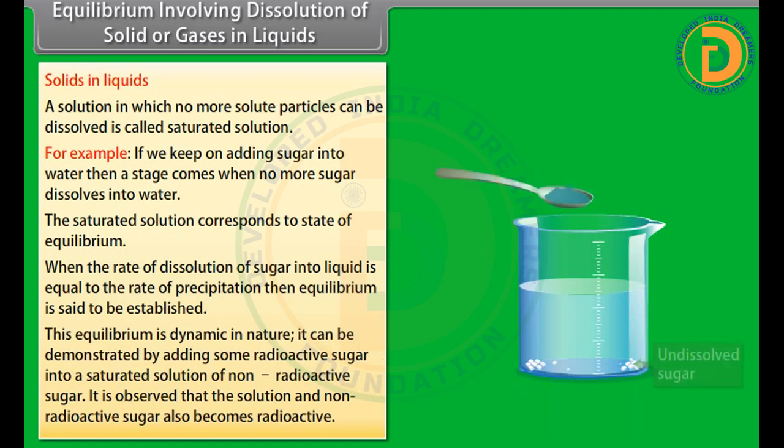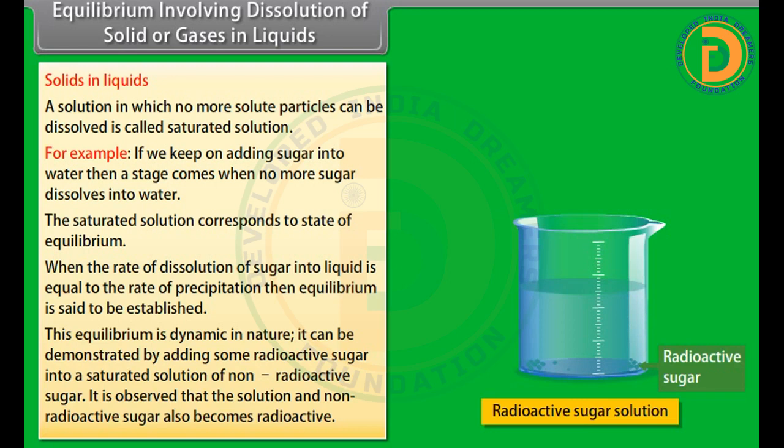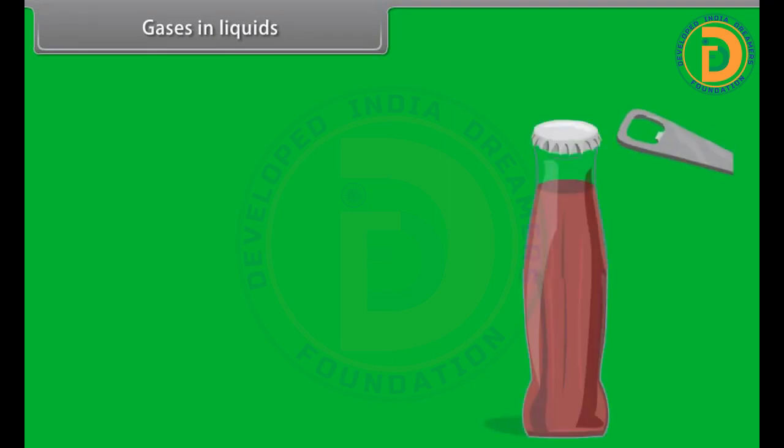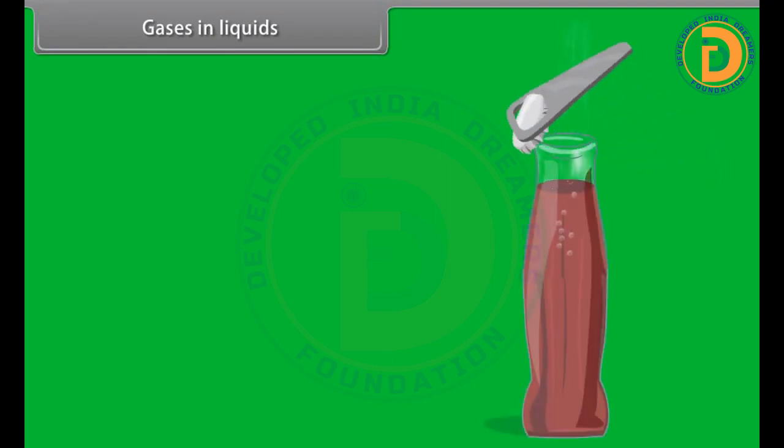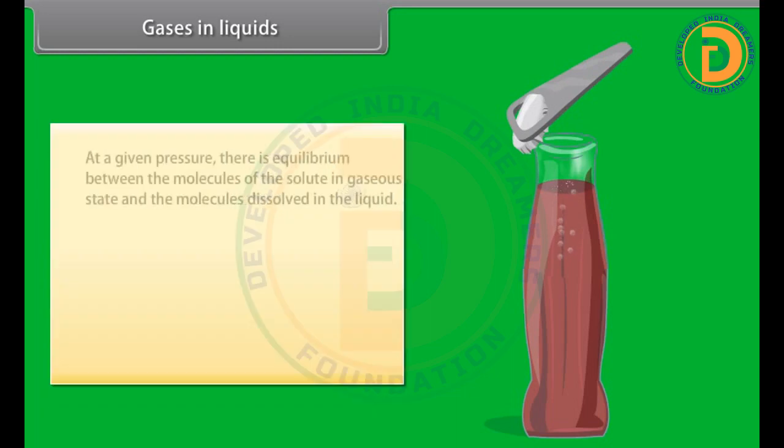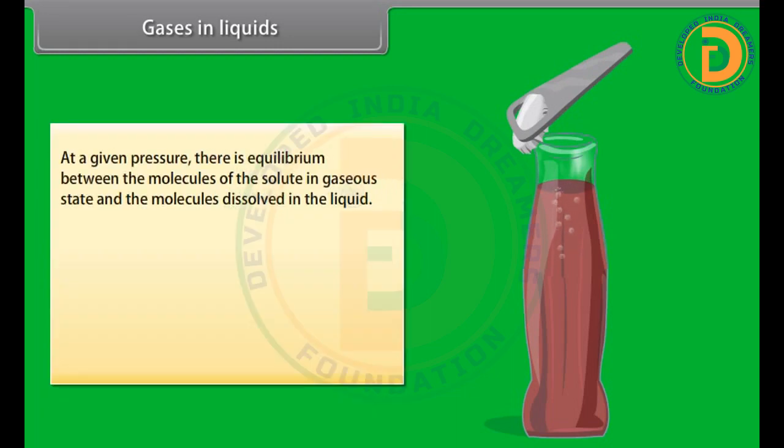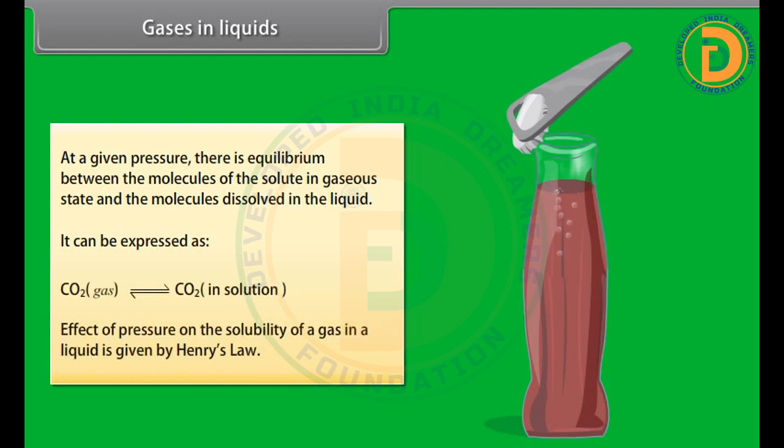It can be demonstrated by adding some radioactive sugar into a saturated solution of non-radioactive sugar. It is observed that the solution and non-radioactive sugar also become radioactive. Gases in liquids. When a cold drink is opened, the carbon dioxide dissolved in it fizzes out rapidly. This represents an equilibrium situation. At a given pressure, there is equilibrium between the molecules of the solute in gaseous state and the molecules dissolved in the liquid. The effect of pressure on the solubility of a gas in a liquid is given by Henry's law.